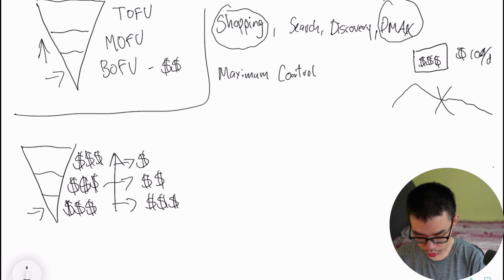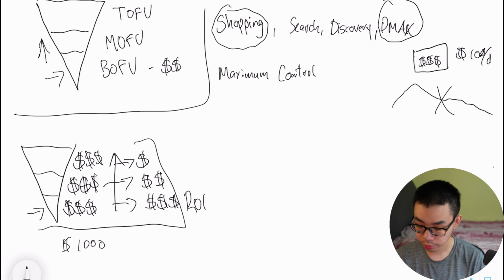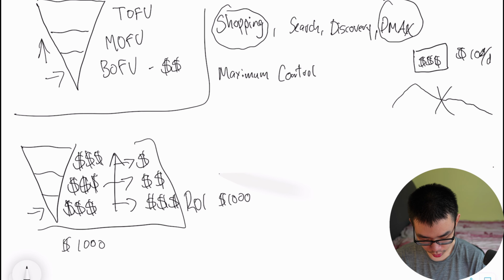So understand, we want to start at the very bottom because this is the highest ROI on our investment. If all three of these dollar signs equals $1,000, for the bottom funnel campaign we are going to get 1,000 back. In the medium, we might get 700 back, and then here we might get 500 back.